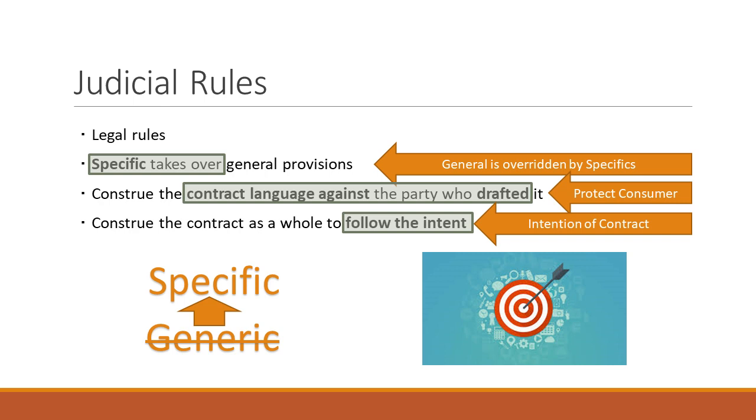And then the last judicial rule, which is an example here that you guys need to know, is to construe the contract as a whole. So maybe paragraphs 1 and 3 are inconsistent, but when you read the whole contract with all the other paragraphs together, can we merge and mesh them so that, while inconsistent, they work as a complete whole?